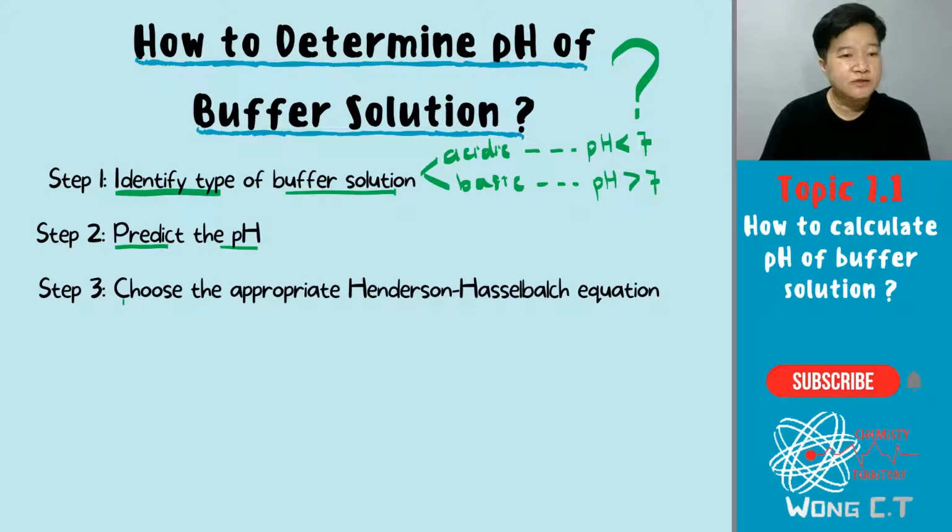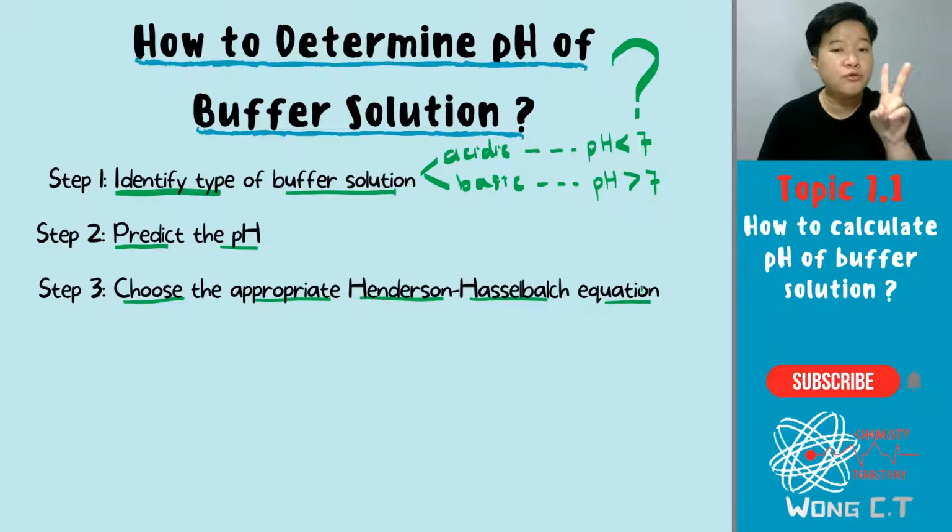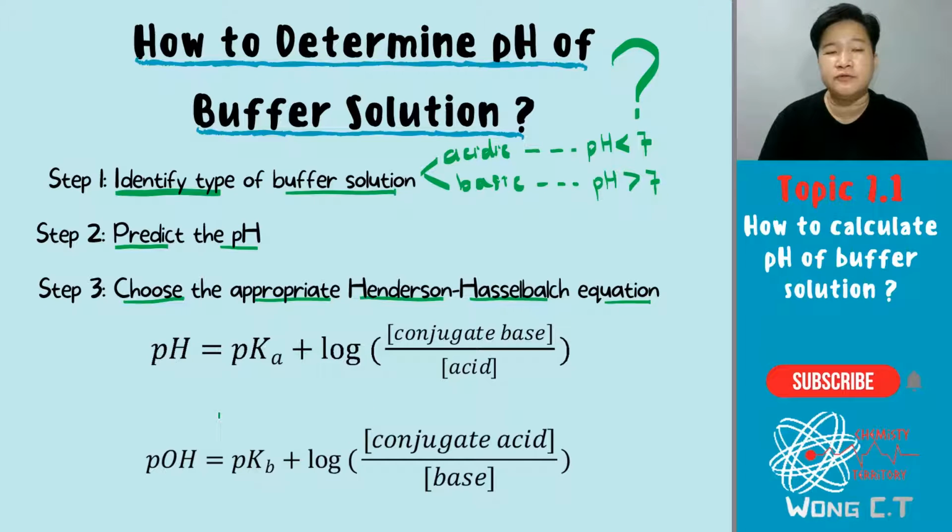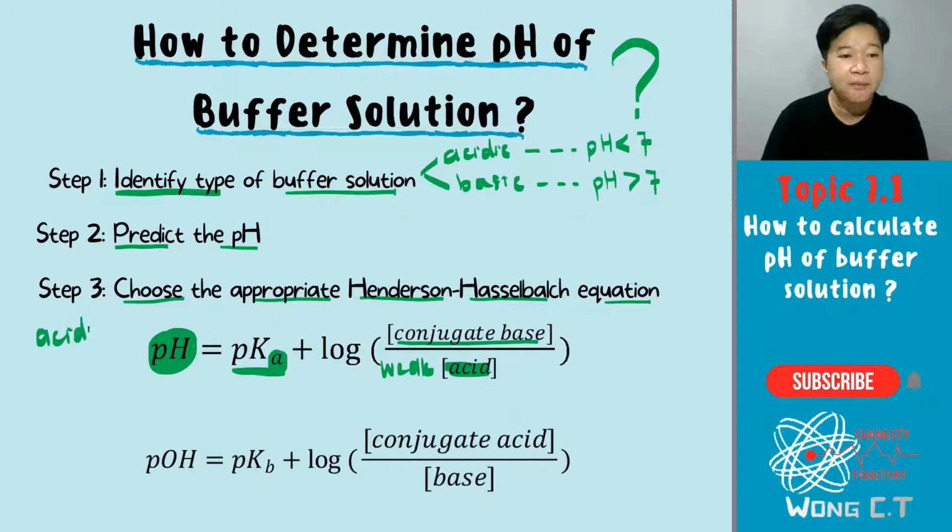Next, you can choose the appropriate Henderson-Hasselbalch equation. We have two equations over here for you to choose. So, according to the equations that I give to you on the screen, which one do you think is used for the acidic and which one do you think is used for the basic? Looking at the information, pH equals pKa, everything about acid, plus log conjugate base over acid. And the acid that I mean over here is a weak acid. It's a buffer. Therefore, this equation is definitely for your acidic buffer.